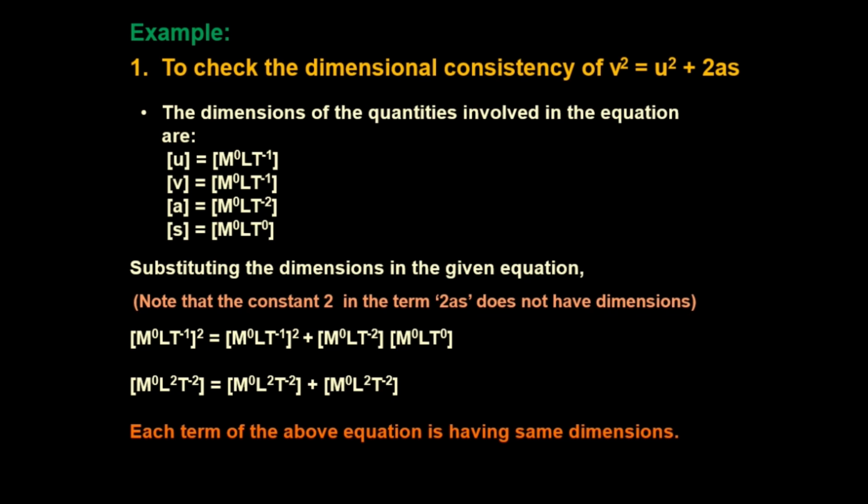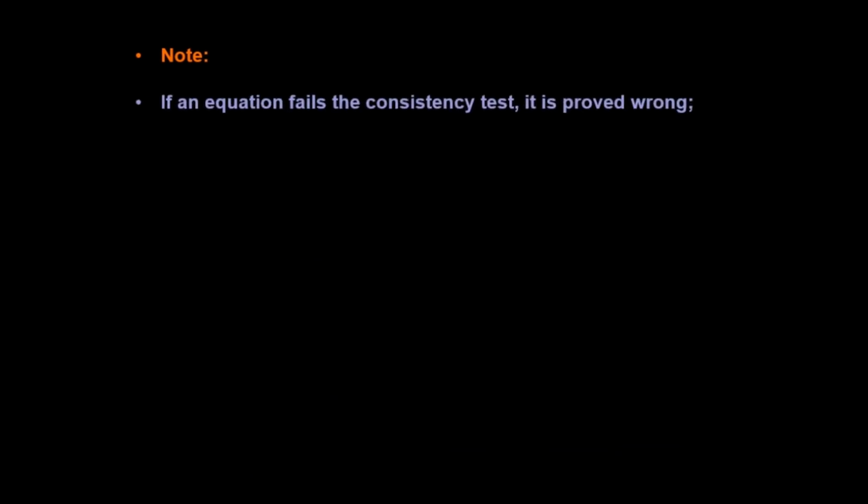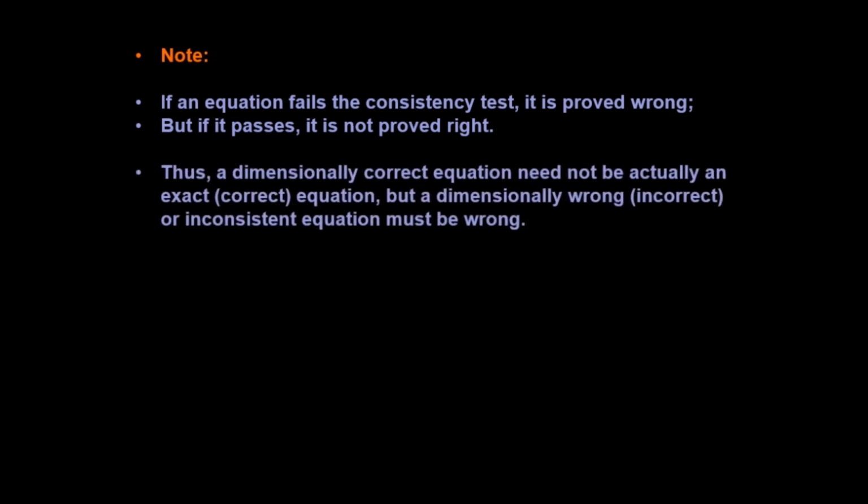So each term of the above equation has the same dimensions. Therefore, the given equation is dimensionally correct or dimensionally consistent. If an equation fails the consistency test, it is proved wrong. But if it is passing, it is not proved right. Thus, a dimensionally correct equation need not be an exact equation, but a dimensionally wrong or inconsistent equation must be wrong.